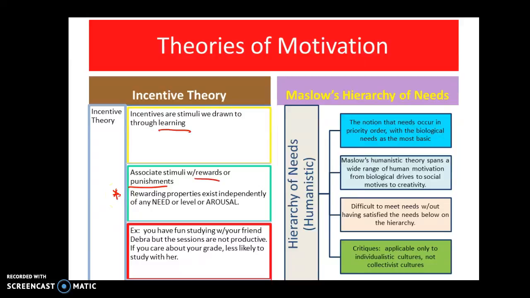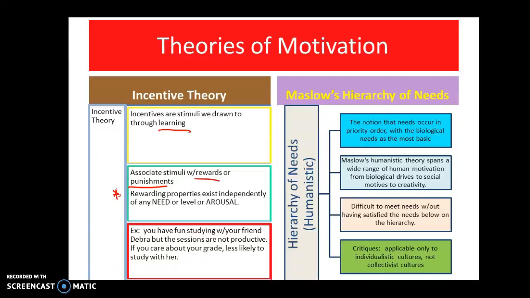So let's try to give an example of the incentive theory to help you understand. I have a friend, Deborah, and in college we liked to study together, but we just had too much fun and hardly ever got any studying done. We were just making jokes and so forth. And so I didn't really do so well on my test after studying with Deborah. So I'm less likely to engage in that behavior again if I'm concerned about my grades in my psychology class. So that motivates my behavior.